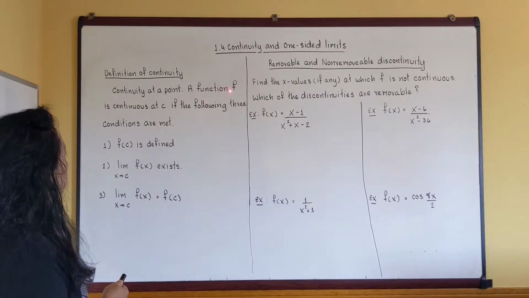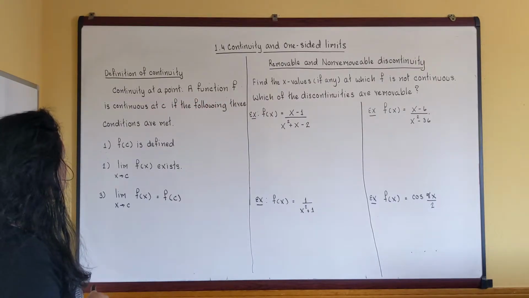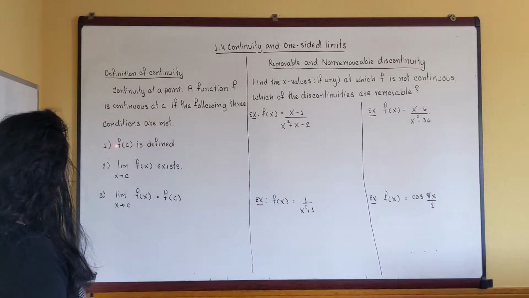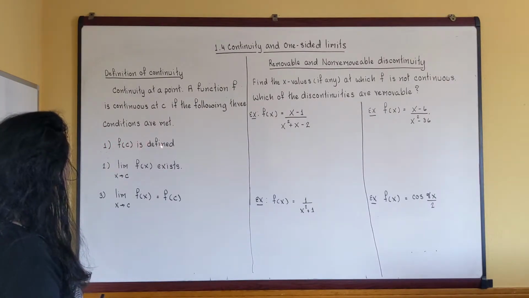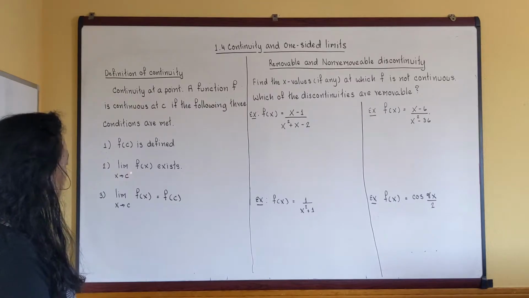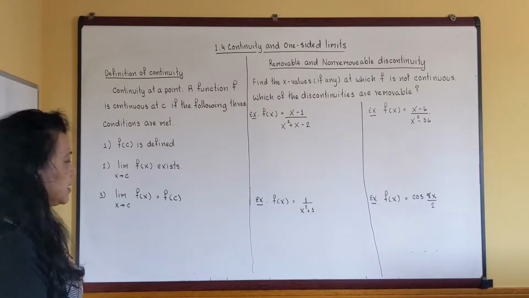A function f is continuous at c, where c is a point here, if the following three conditions are met. So you have three conditions here. The first one, f of c is defined. The second one is the limit as x approaches c. X approaching c, if I don't have a plus or minus, means from both directions, of f of x exists.